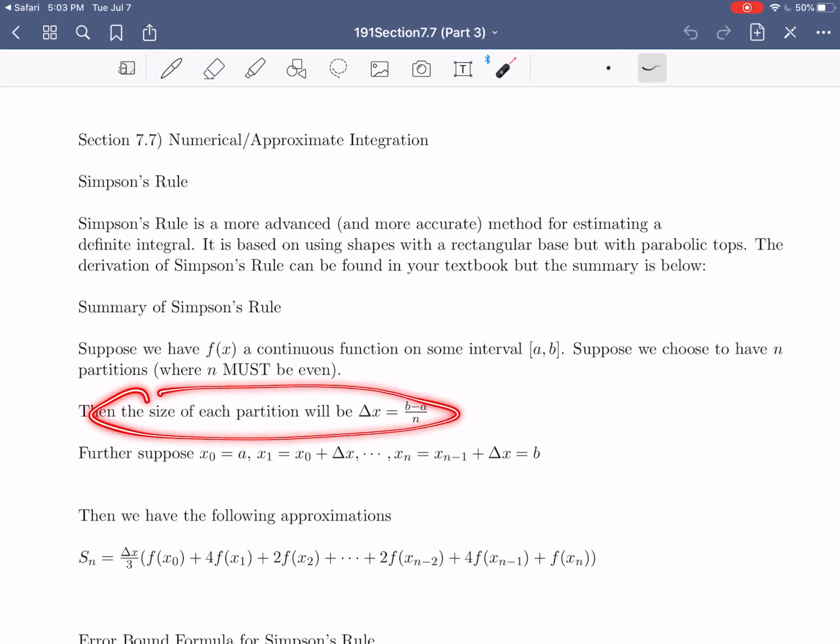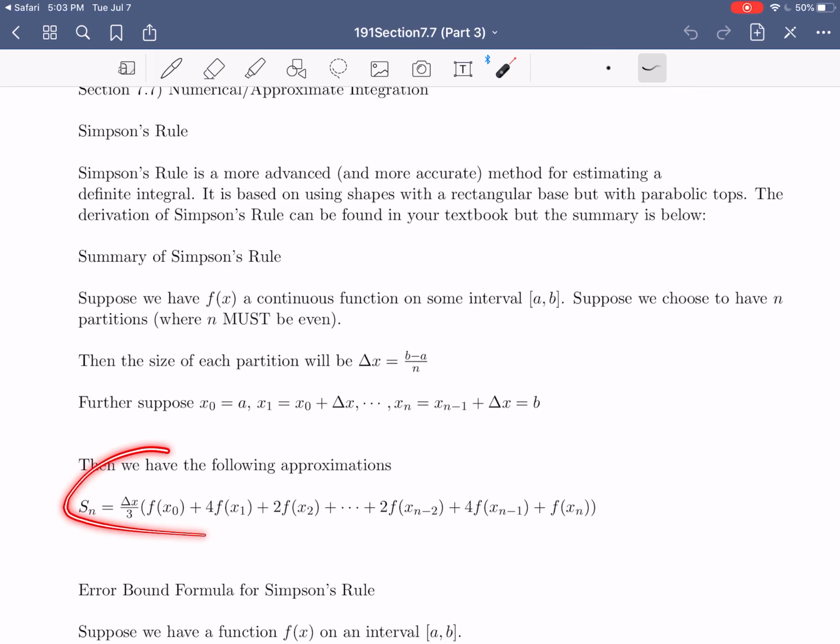The size of each partition, delta x, is still calculated as b minus a over n, and we still consider x0 to be the start of our interval, x1 to be x0 plus delta x, all the way down to the very last one, x sub n, which is the same as the end of the interval, b. Then the Simpson's rule approximation, S sub n, is equal to delta x over 3.